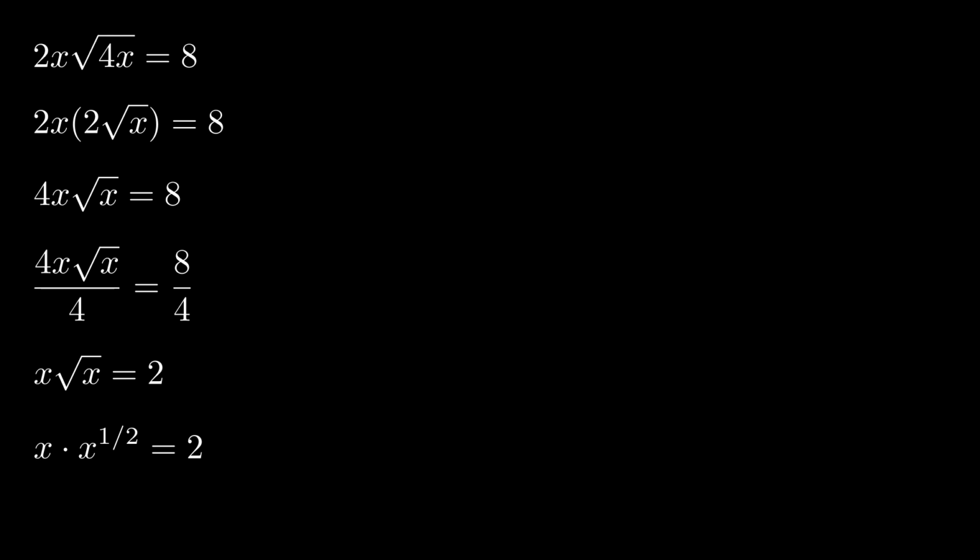Multiplying, we add the exponents. That gives us x to the power of 3/2 equals 2. Now, to solve for x, we raise both sides to the power of 2/3. On the left, x to the 3/2 raised to 2/3 becomes x.